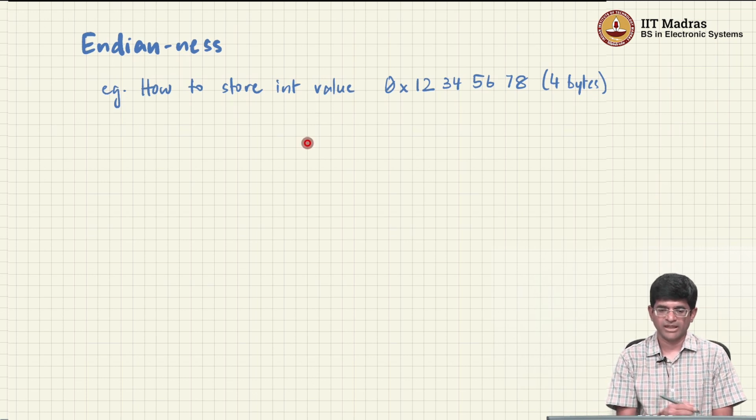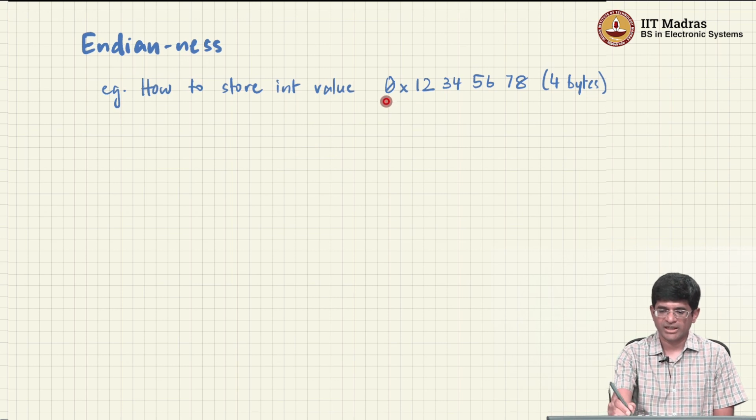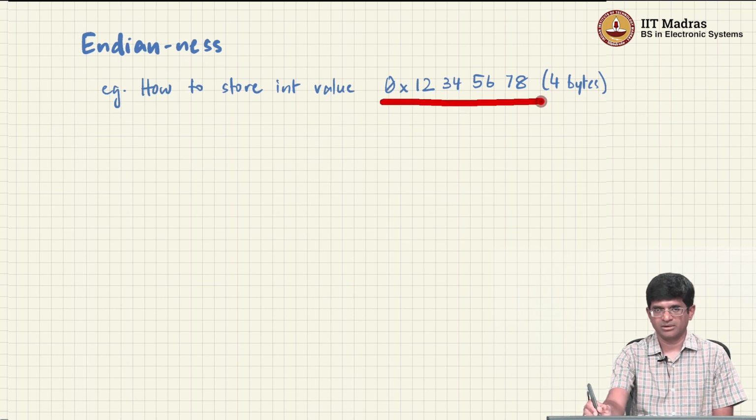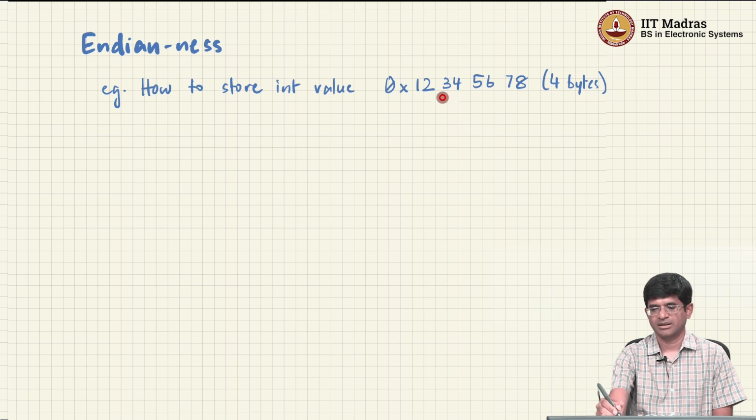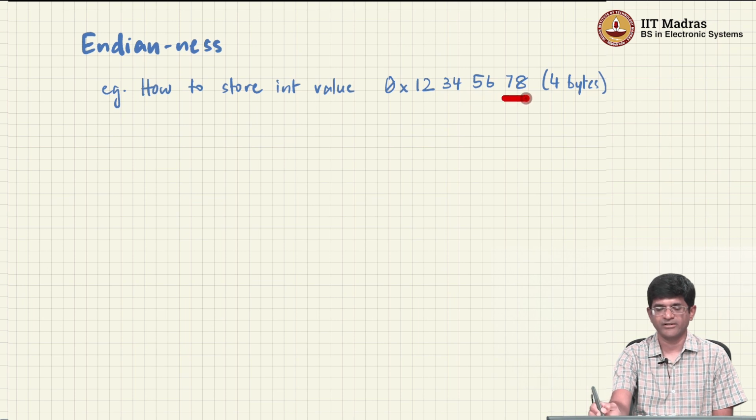integer. So, how would you store this integer value, which I am writing as its hexadecimal notation, 0x12345678? This 0x in front indicates that it is a hex value that I am talking about, but why I am using hex is because it is very easy to identify the bytes. 12 is the value of the first byte, 34 is the value of the second byte, 56 is the value of the third byte, 78 is the value of the fourth byte. 12 is the most significant byte, 78 is the least significant byte.